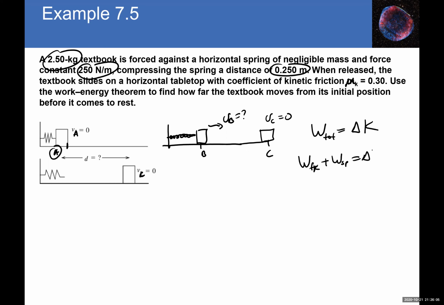And this is equal to delta K. But this is the delta K between point A and C, for which the speed of both is 0. That means my delta K is 0, which means the sum of work done by the kinetic friction plus work done by the spring should be 0. I know the work done by the spring is 1/2 kx squared, and the work done by the kinetic friction is then minus fk times d.